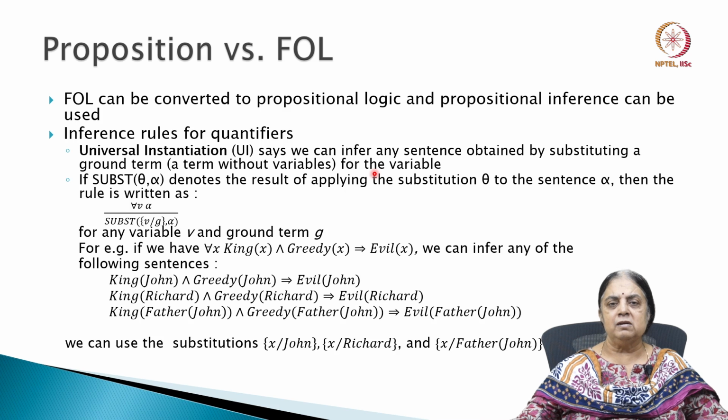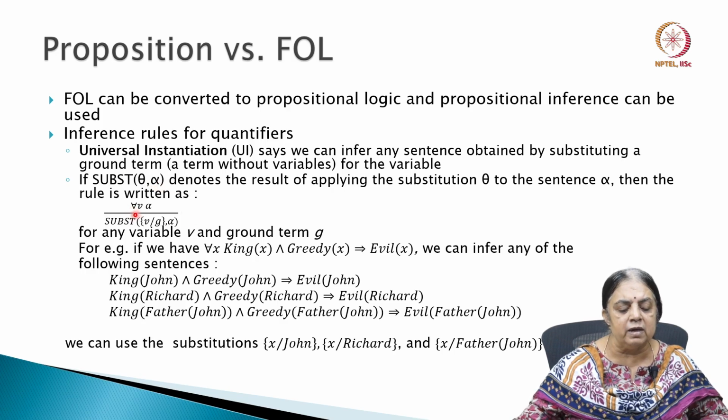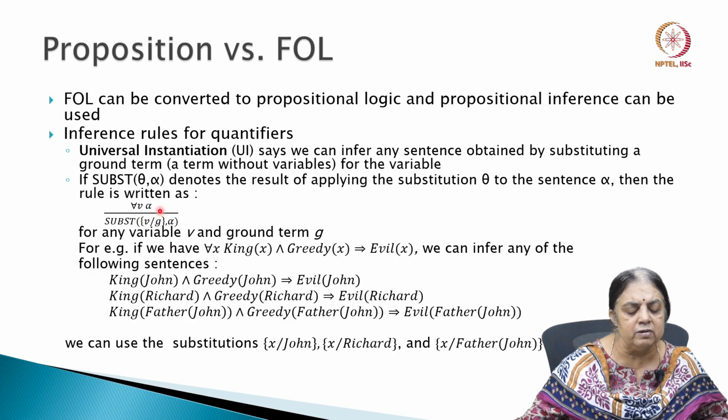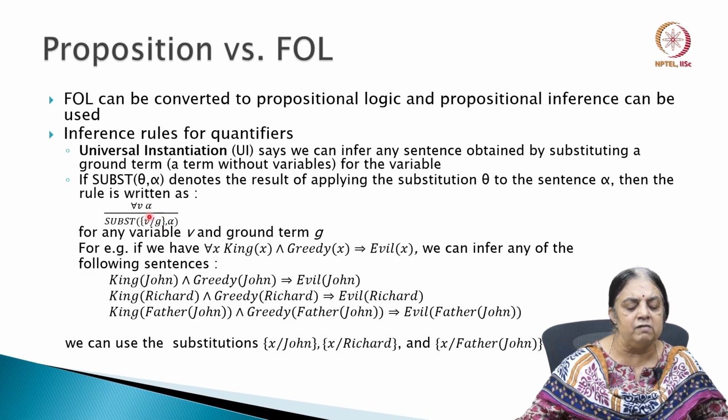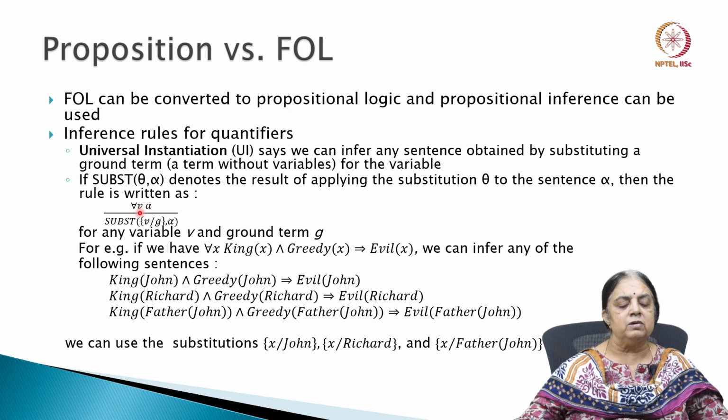So what you are doing is you are saying substitute theta in alpha, which means you are finding a substitution theta in the sentence alpha. So for example, if you have something like for all v, and you have sentence alpha, so v is your variable over here. You are going to substitute for v some ground term g in the sentence alpha. That is what is being done for universal instantiation.